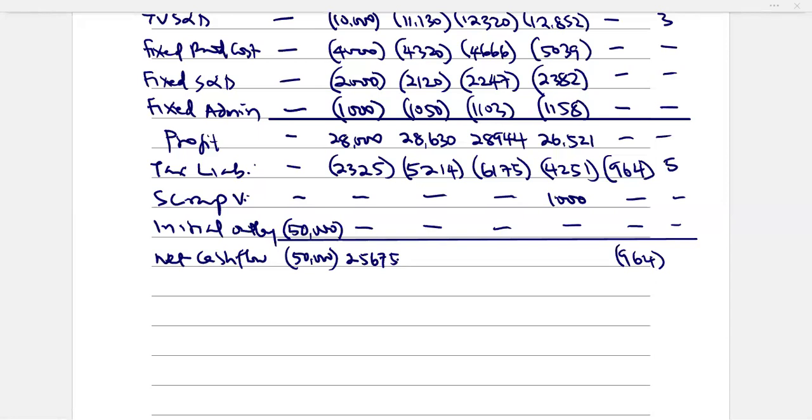What's the next one? 23,416. Next one, 22,769. 22,769. 23,270. Thank you. So year three is what? It's correct, sir.